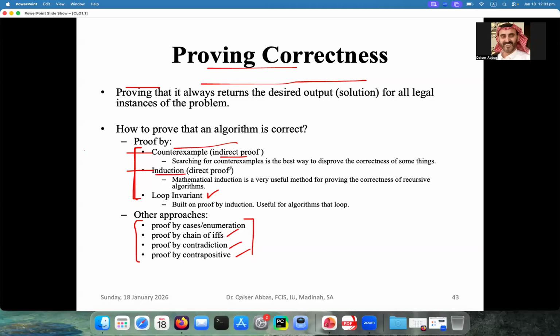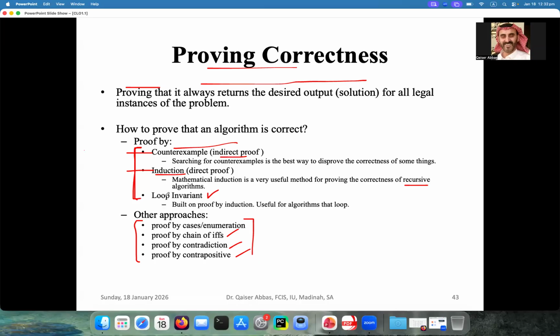Induction, which is a direct proof. This is mathematical induction. I know that you already have the knowledge of mathematical induction through your discrete mathematics. We will use this method again to prove the correctness of the algorithm. Mainly we use induction proofs for recursive algorithms, but you can also use it for algorithms that involve loops, and algorithms that involve recursion. You can use it for both cases, but for recursion, it goes very smoothly.